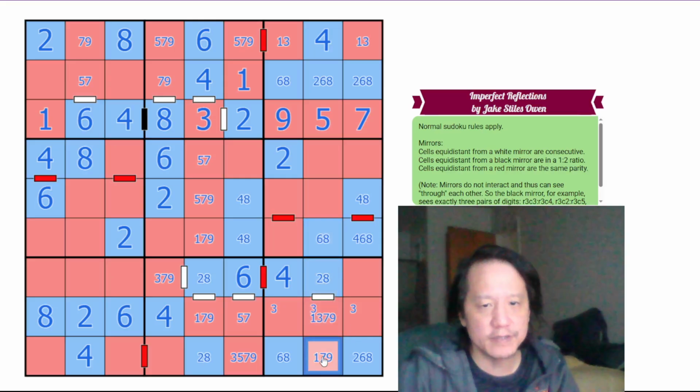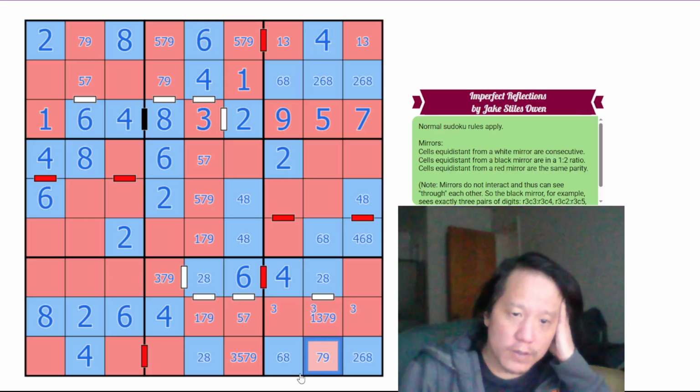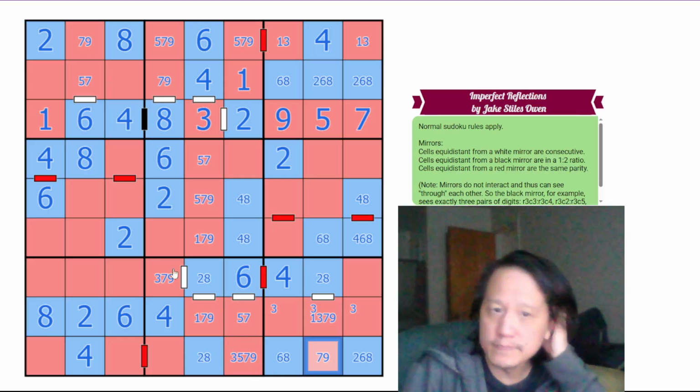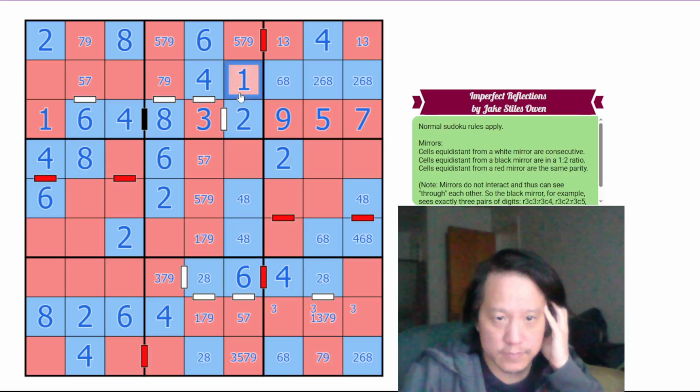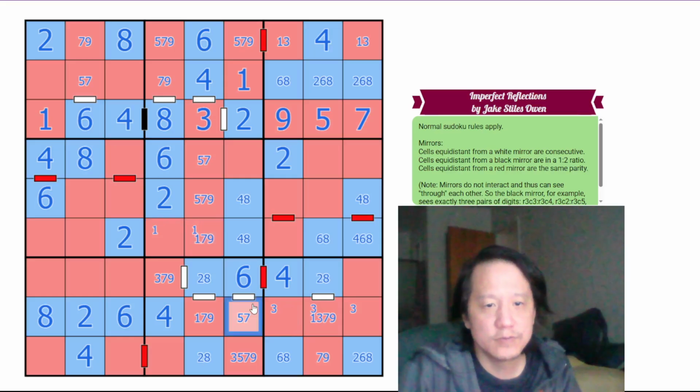This is 6 or 8. It's only consecutive with 7 or 9. So this cannot be 1. One cannot be here. Where's 1 in box 5? It has to be one of these two. One in box 8 is one of those two. So 1 cannot be here. 1 is one of those 3. 1 is one of those 3.